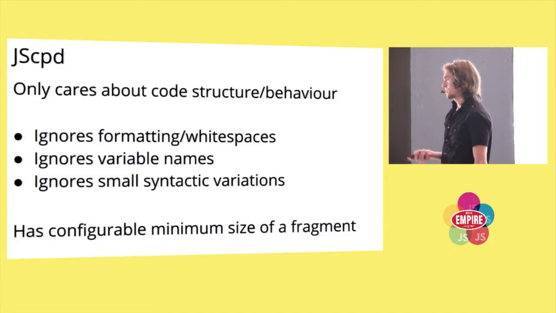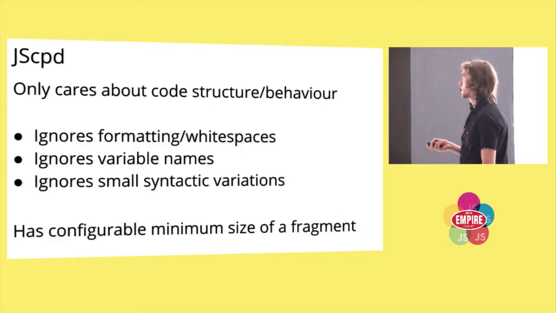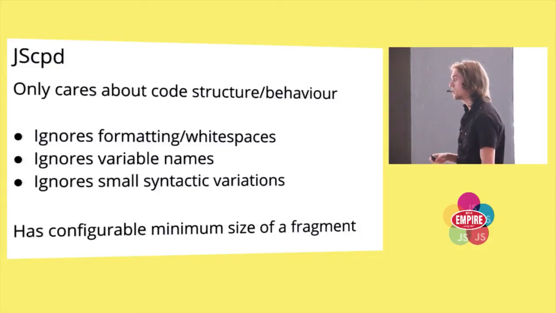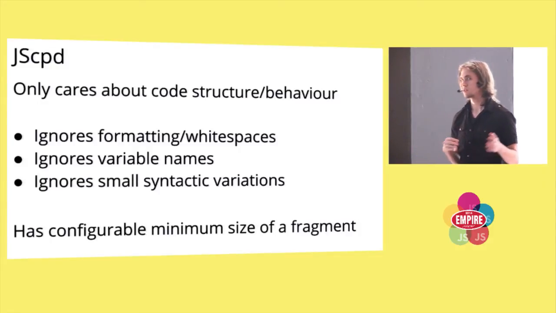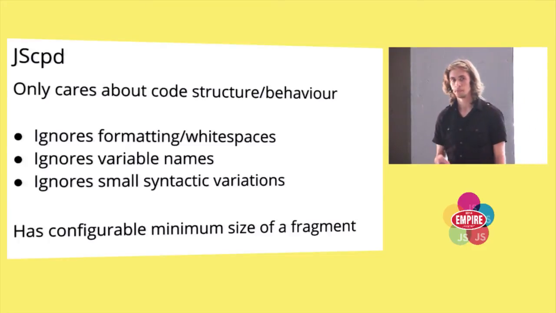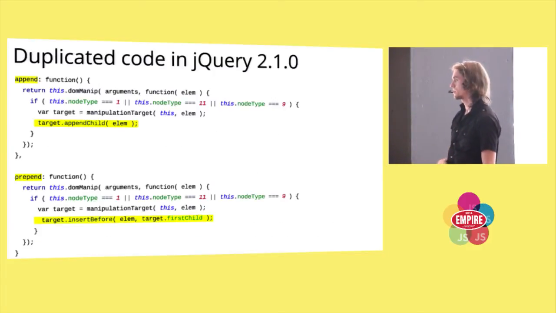Now let's talk about a tool which helps us to find duplicated code. It's called JavaScript copy-paste detection. It only cares about code structure and behavior. So if you duplicated the code and you went and renamed a couple of variables, added a couple of spaces, it will still find it. And we decided to run it on jQuery. I know John is around. And it actually found a couple of duplicates.